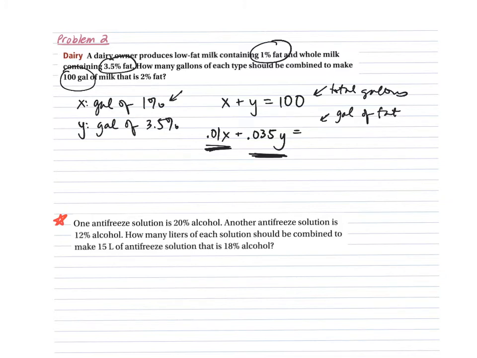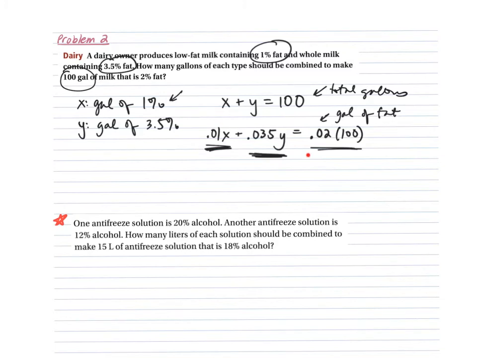And what we want is the total 100 to be 2% milk. So that's 2% of 100, and that's how many gallons of fat we want. Okay, so we have two equations, two unknowns. And what we want to look at is how do we want to solve this?